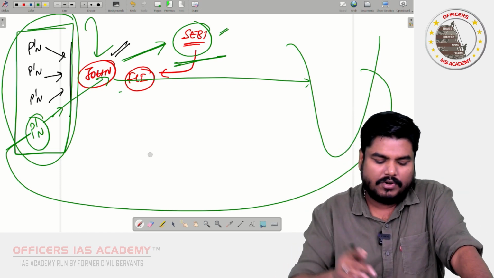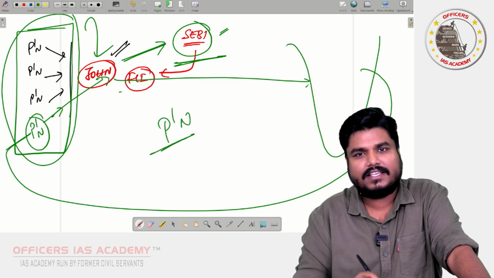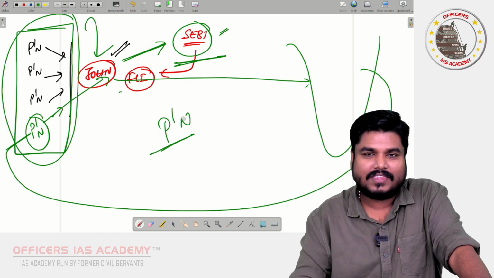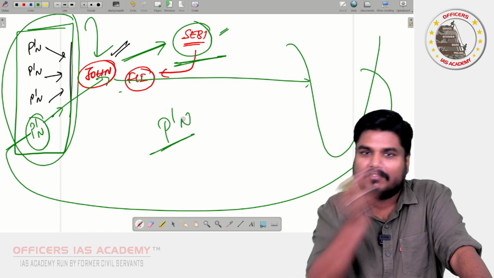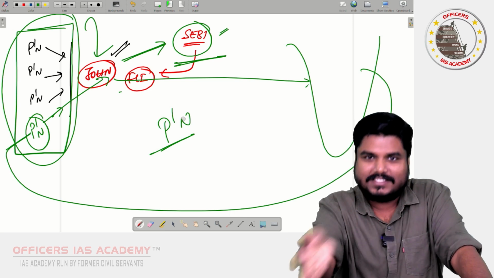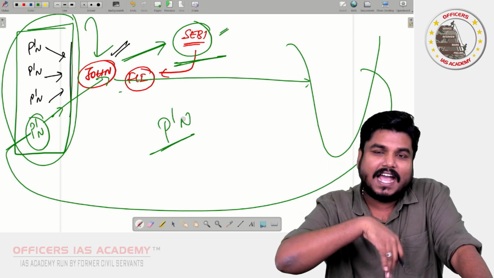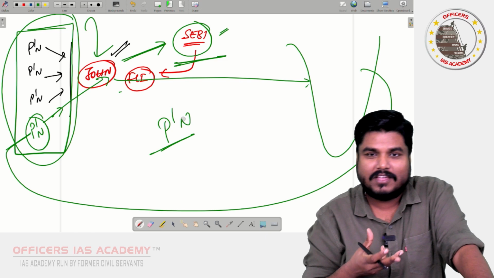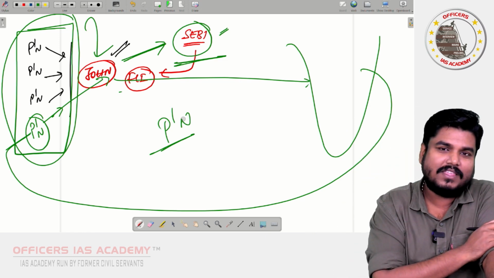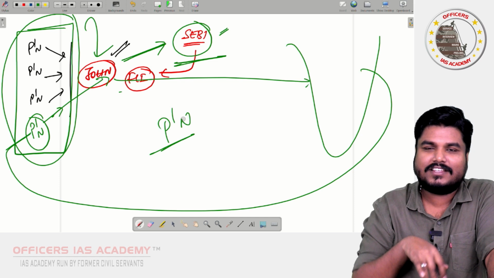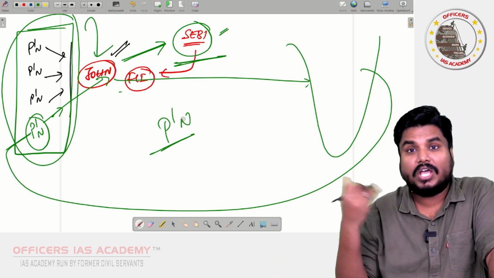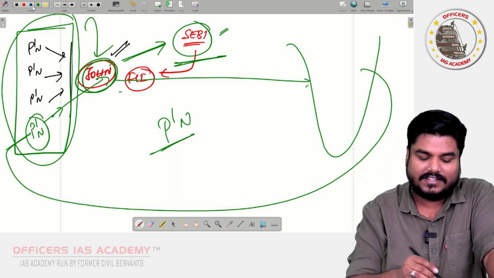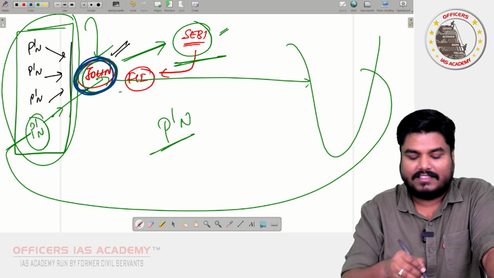Okay, so this is about participatory notes. I hope you got some clarity. P-notes are financial instruments which are used by foreign residents to invest in India without directly getting registered with SEBI. That is the actual definition. P-notes are financial instruments which are used by foreign investors to invest in India without registering themselves with SEBI, because only John is getting registered. Others, SEBI will not know.